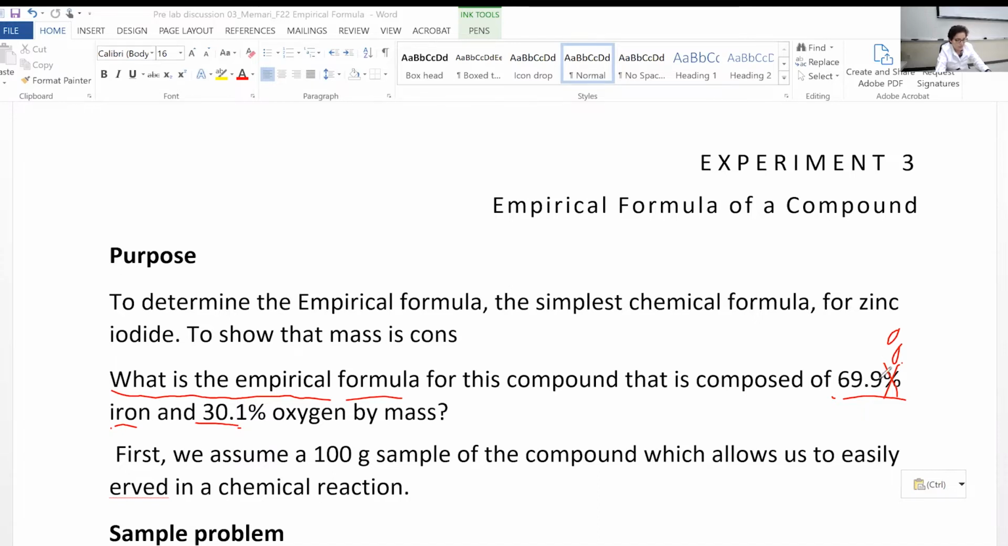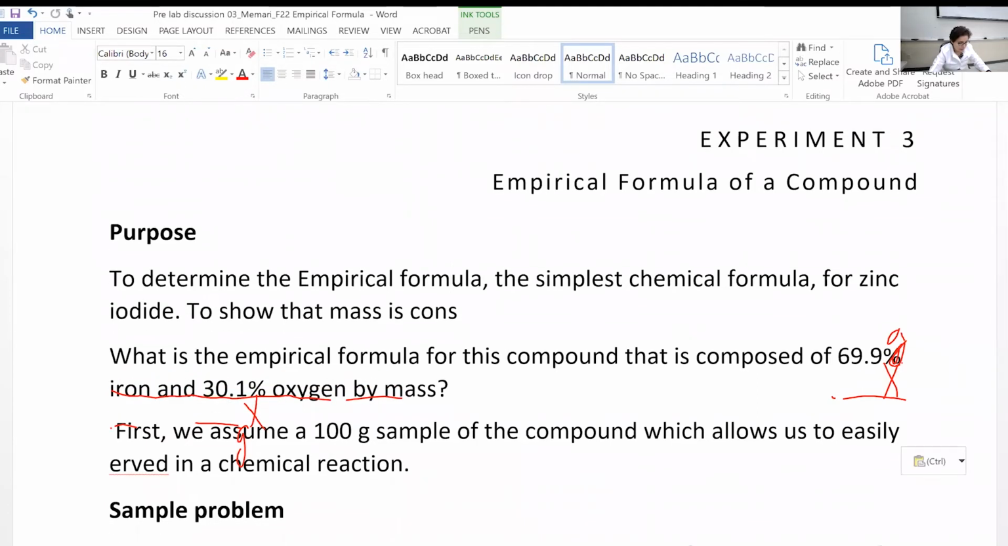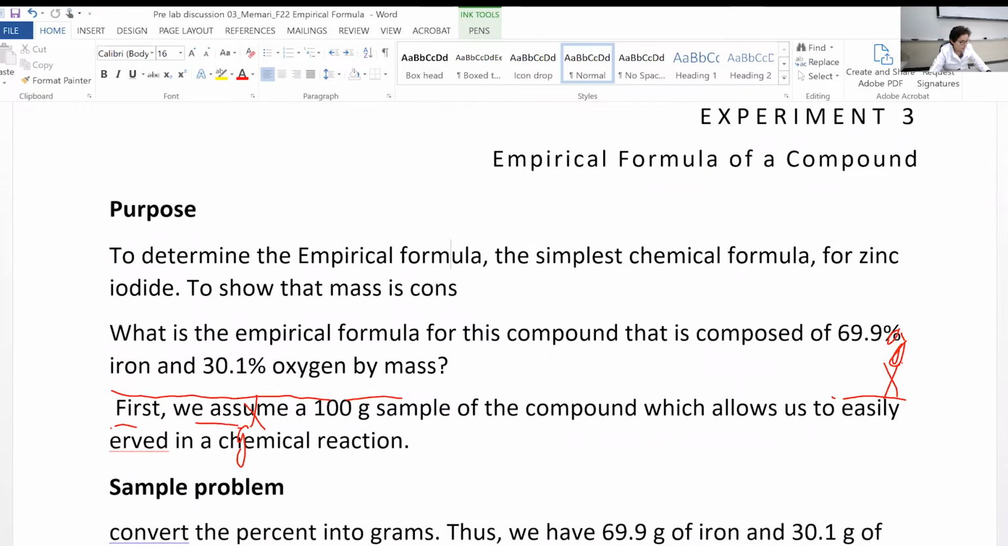So 69.9% of 100 grams would be 69.9 grams. And also for the oxygen, we change that to grams, so 30.1 grams of oxygen. When we determine an empirical formula, we want to know the lowest ratio of the number of moles of elements in a compound.